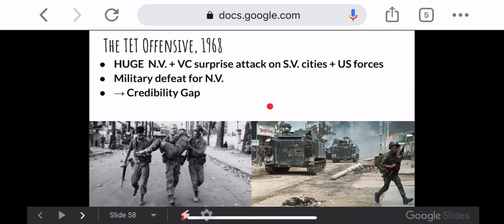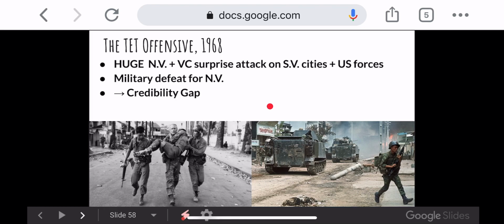North Vietnam essentially used the holiday as a way to have even more advantages in launching surprise attacks. So on this day in South Vietnam, there were huge North Vietnamese and Viet Cong attacks.